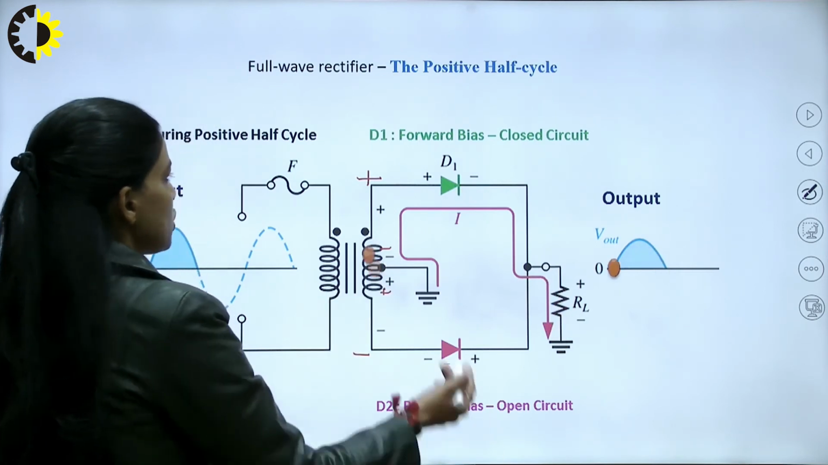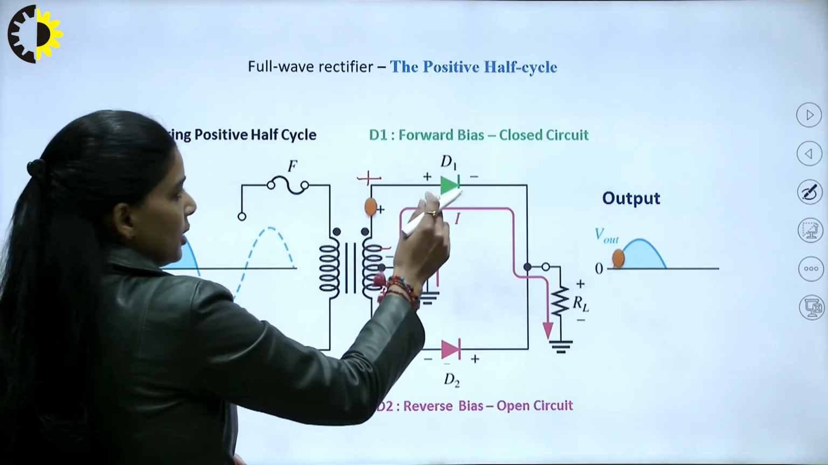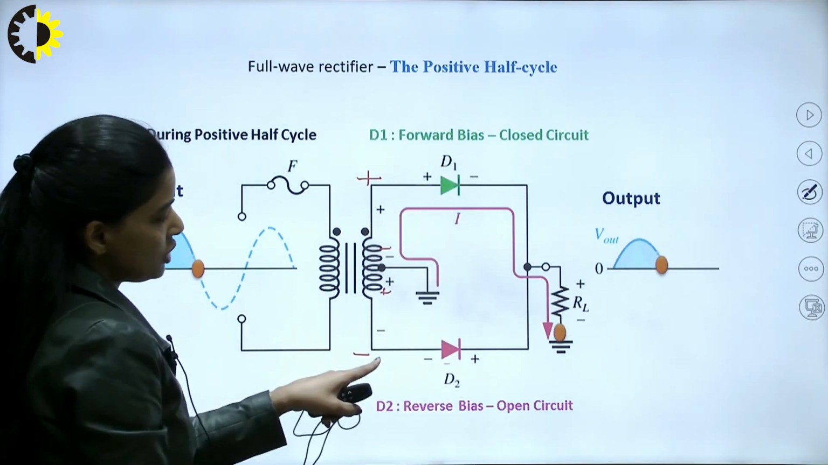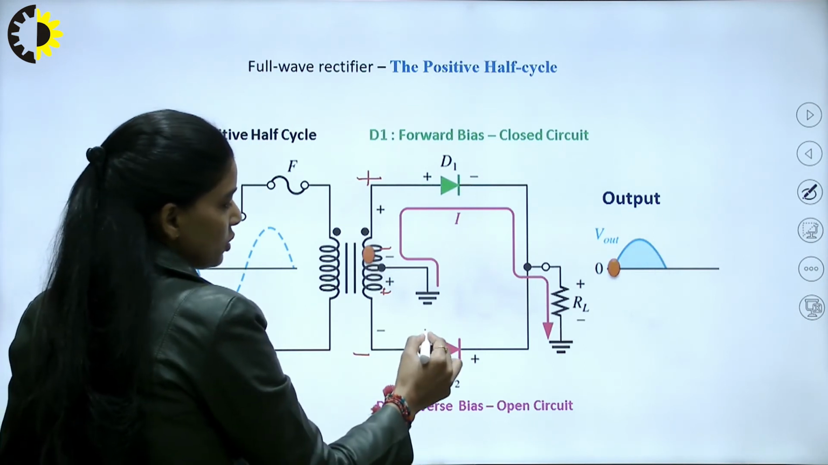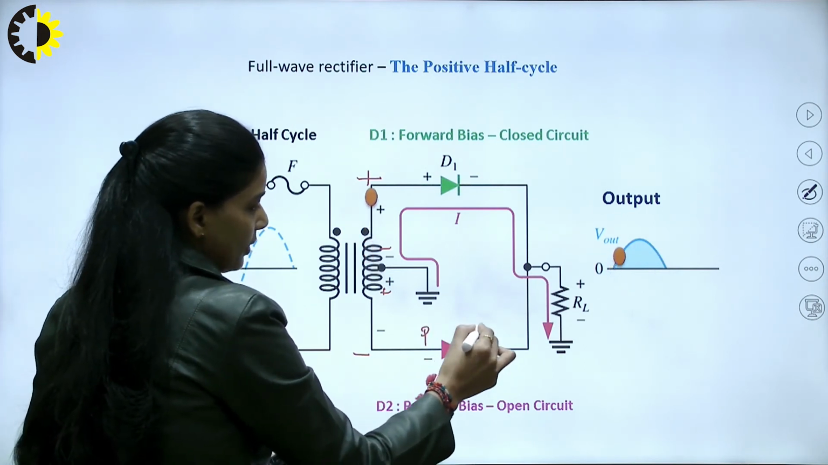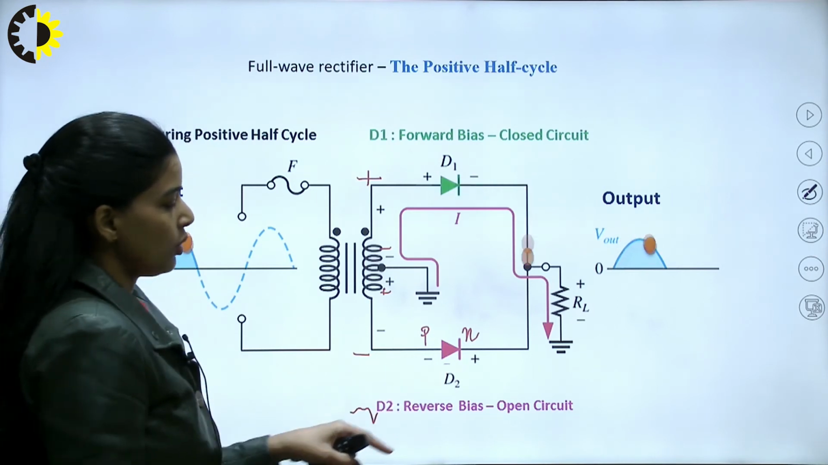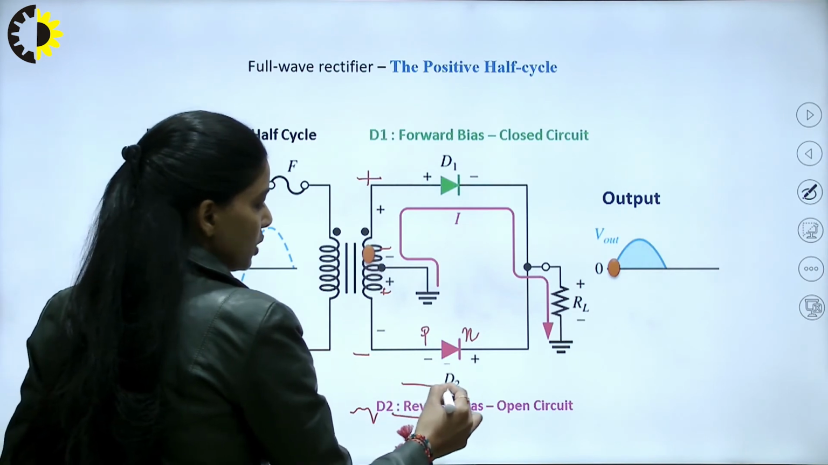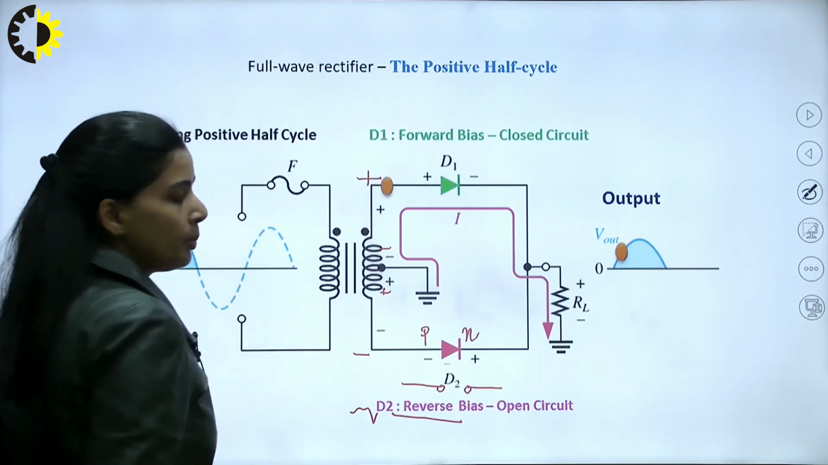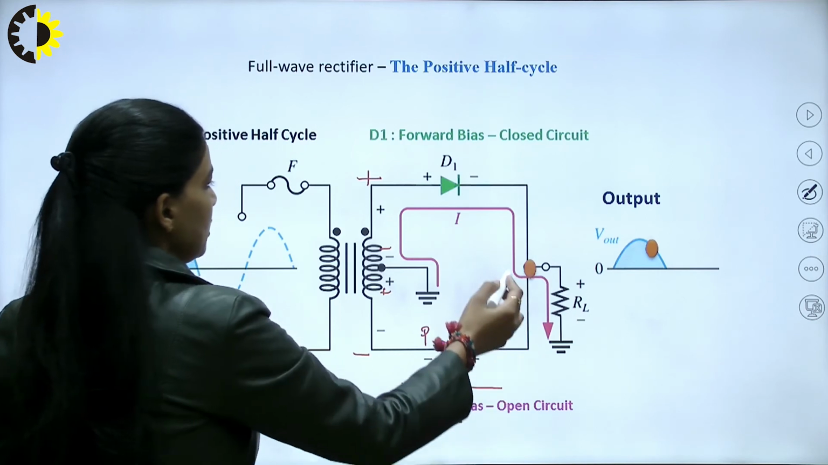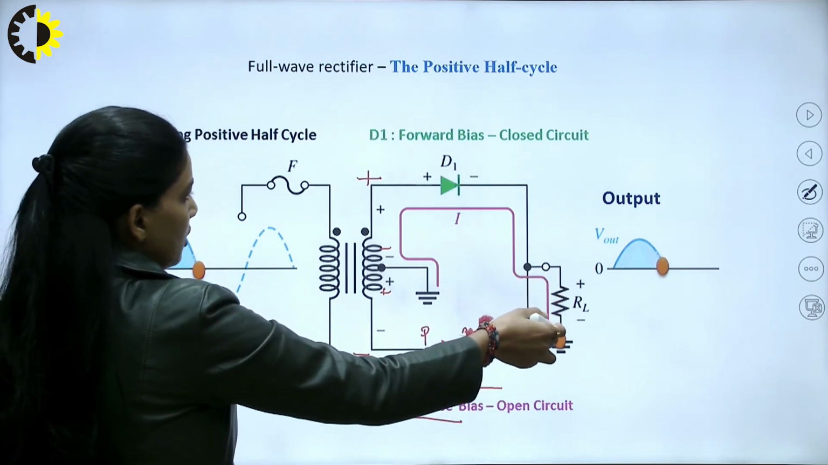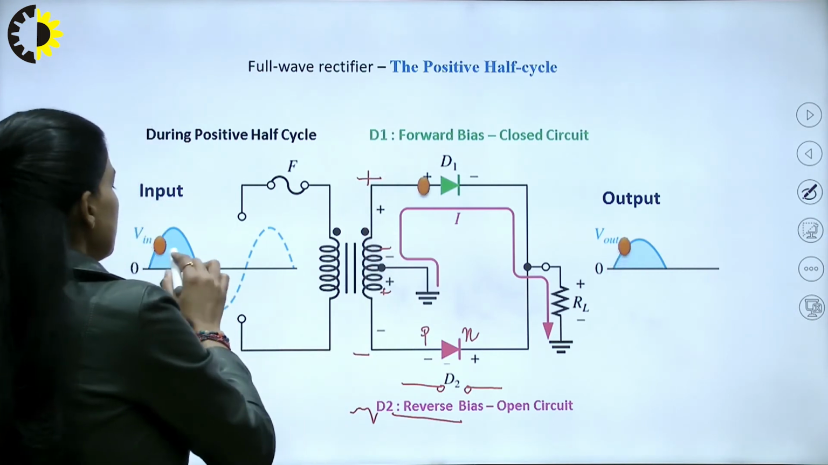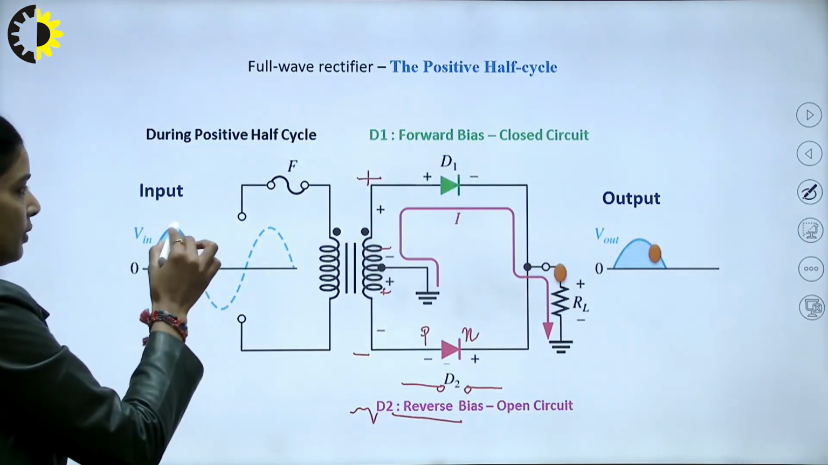transformer. So, when the positive cycle appears, this diode D1 will be forward biased and diode D2, as it is connected to the negative side, this is P and N. So, this diode will be reverse biased. As it is reverse biased, it will act as an open circuit, and this moving circle is showing the direction of flow of current. Input cycle, that is positive.